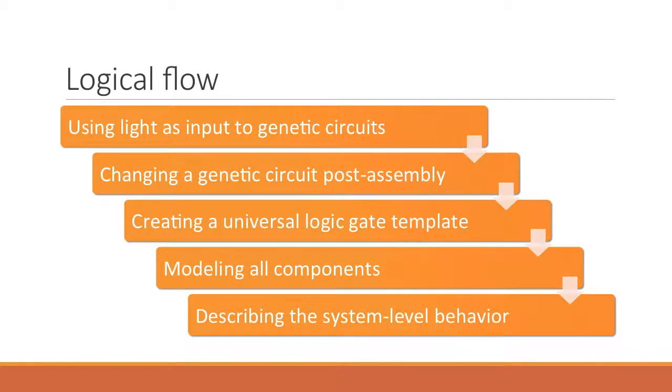First, I'm going to talk about using light as an input to genetic circuits. Next, I'm going to talk about ways of changing a genetic circuit post-assembly. Third, I'll talk about creating a universal logic gate that can be tweaked using the methods in step 2 in order to form any of the 4 major logic gates: AND, OR, NAND, and NOR.